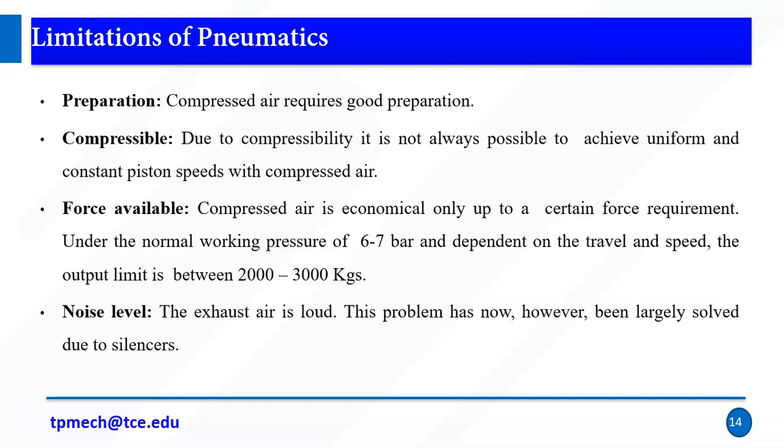So force available: compressed air is economical only up to a certain force requirement. Under the normal working pressure of 6 to 7 bar, and depending on the travel and speed, the output limit is between 2000 to 3000 kg. So we can use it up to limitations of 2000 to 3000 kg.